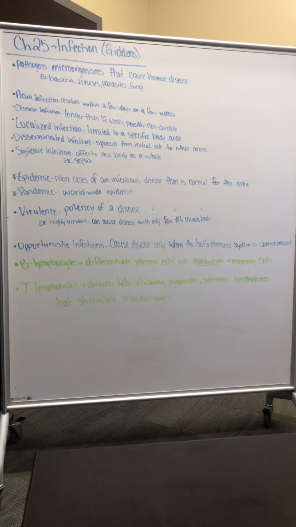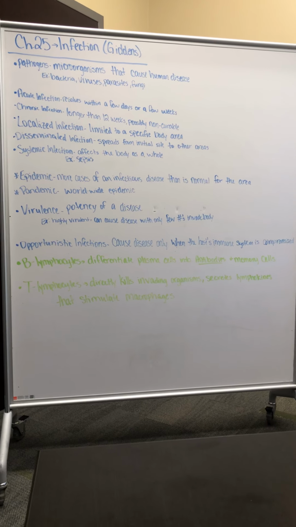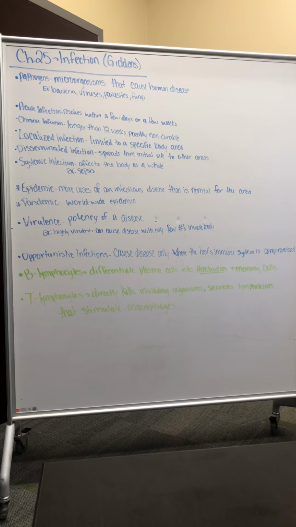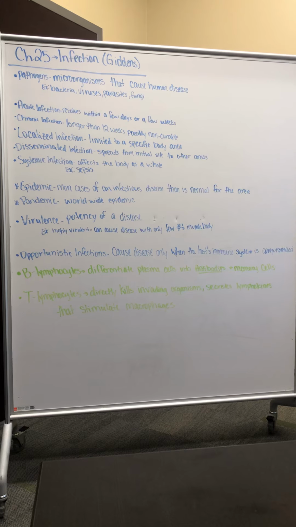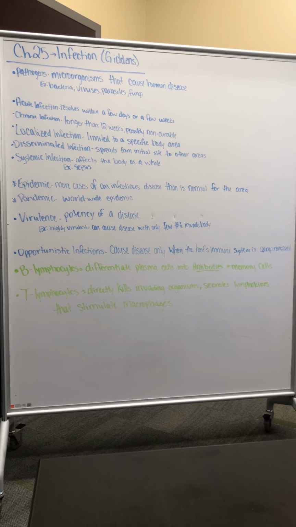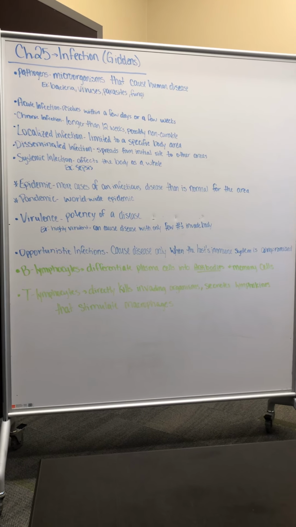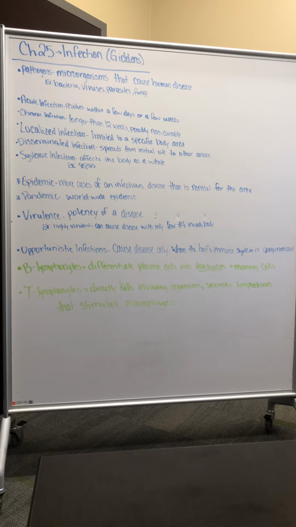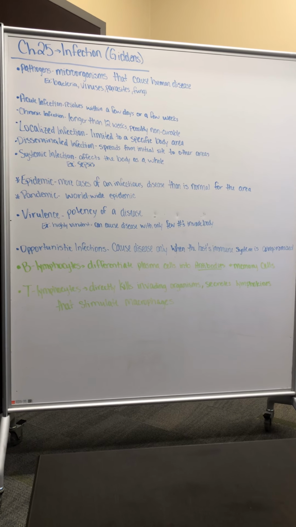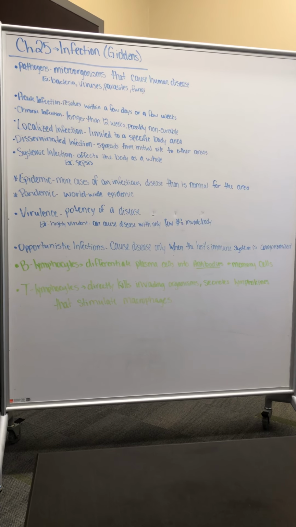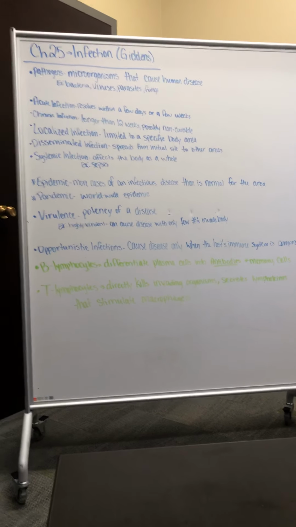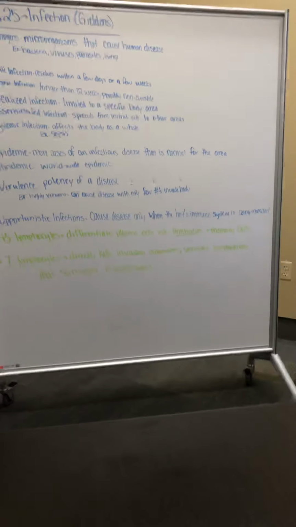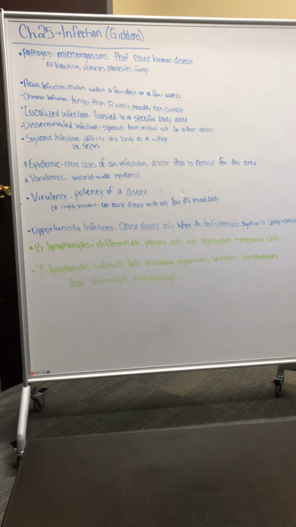Virulence is the potency of a disease. If something is highly virulent, then it only needs a few pathogens to invade the body and cause disease, whereas if something is weakly virulent, it would need a lot more organisms to cause disease. Opportunistic infections only cause disease when the host's immune system is compromised. An example would be somebody on steroids who has a depressed immune system, or somebody on antibiotics who now gets C. diff because all their normal flora is gone.